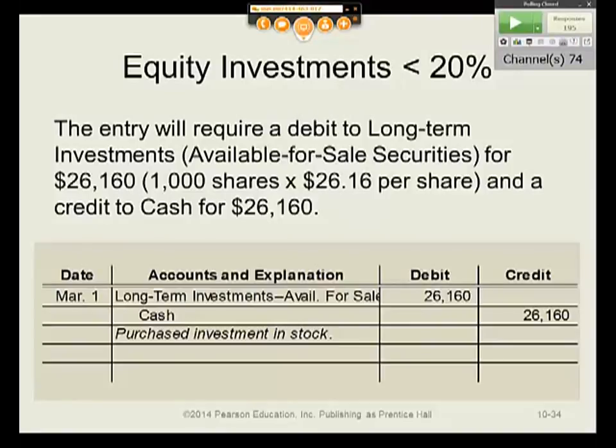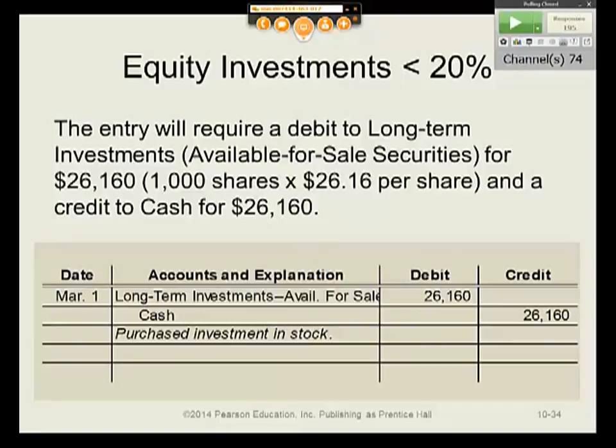And that investment goes on the balance sheet as long or short term, depending on the company's intention or whether or not it's being used for working capital. That's available for sale. Typically, it's long-term because you don't think you're going to sell it in the short run.